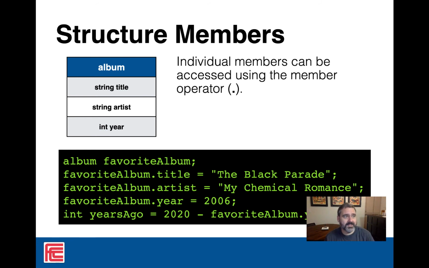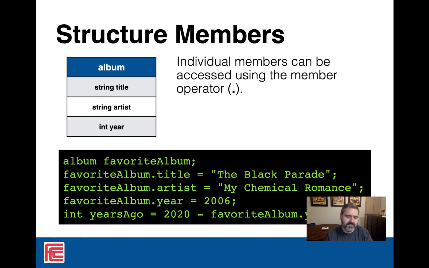I can also access it on the other side, where here I've got int years ago equals 2020, which happens to be the year that this is being recorded. Boy, what a year, huh? But regardless, 2020 minus favorite album dot year, that will do some math, because favorite album dot year is going to reference whatever the year is inside of the favorite album struct, which happens to be 2006. So that was 14 years ago, which feels like so long. It's fine. But anyway, there we go.